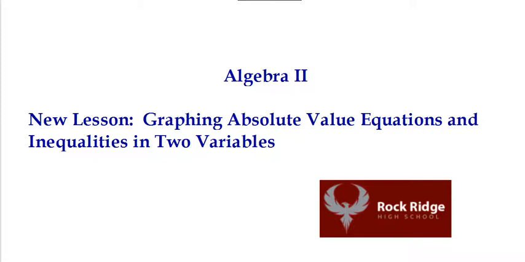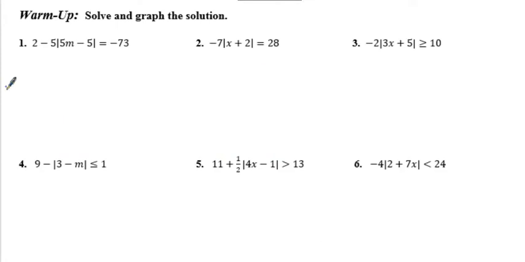We are in Algebra 2 and we are going through our new lesson on graphing absolute value equations and inequalities in two variables. Last class we addressed the algebra of absolute value equations and inequalities. Remember the less than, ands, and the greater than, ors, and the equalities having two answers. We're going to do a little bit of a warm-up on that material, which will flow right into today's unit on graphing. So let's take a look at this warm-up here.